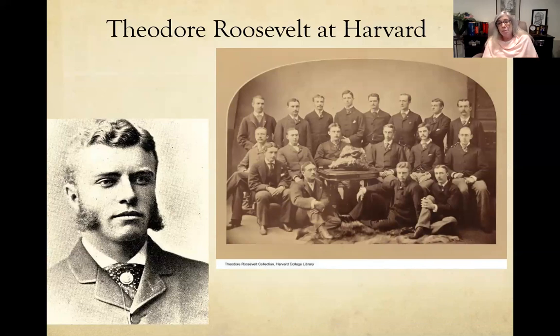So he decides the best way to get them to accept him is to go out and become a boxer on the boxing team at Harvard. He's never been a boxer before, but he tries out for the boxing team, right? He's kind of this little guy. There he is on the front row here.